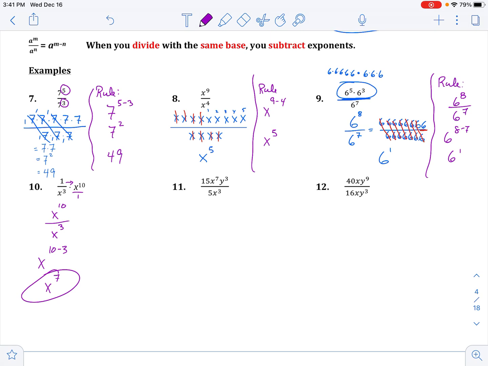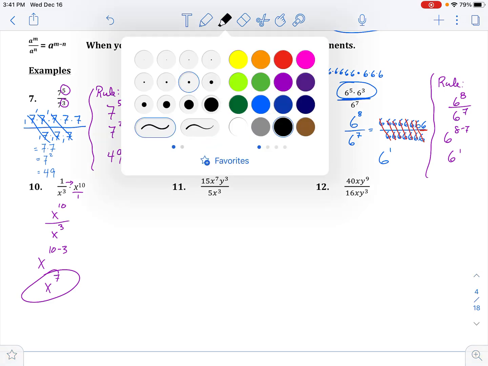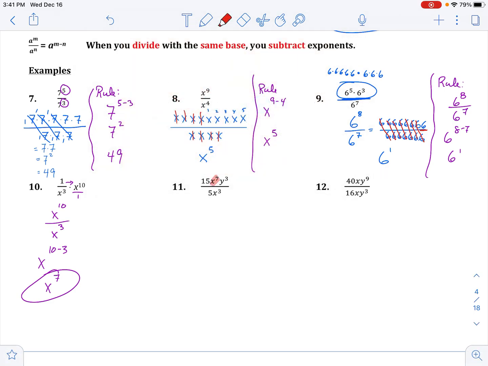Problem number 11 and 12 grow in complexity, but let's use the rule first with the x to the 7th and the x to the 3rd. If I want to simplify this, we need to figure out that if I have a base of x divided by a base of x, what we're going to do with those exponents is subtract them. 7 minus 3, and then we're going to leave the rest of the problem alone. This is going to give me x to the 4th.